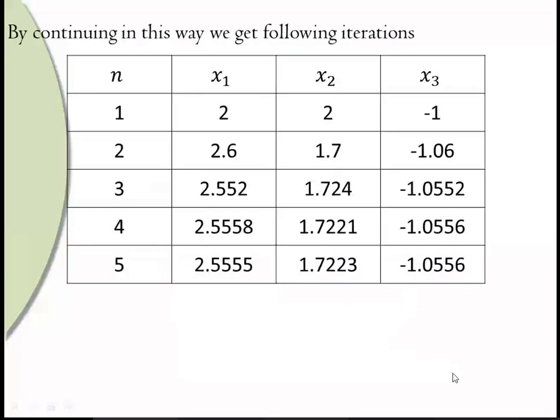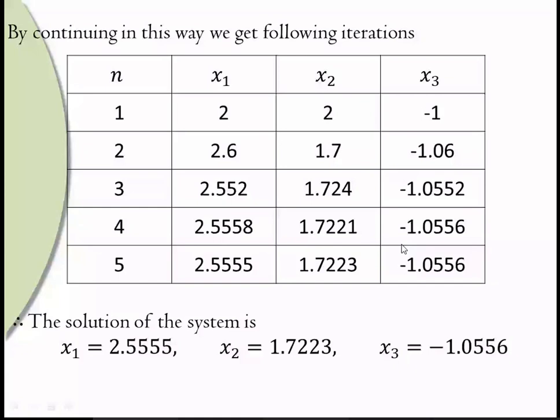That gives us, after 5 iterations, these two are equal up to 3 digits. So the solution is x1 equal to 2.5555, x2 is 1.7223, x3 is minus 1.0556. Okay, so these are the two main iterative methods, that is the Jacobi and Gauss-Seidel methods, by which we can solve a system of equations.